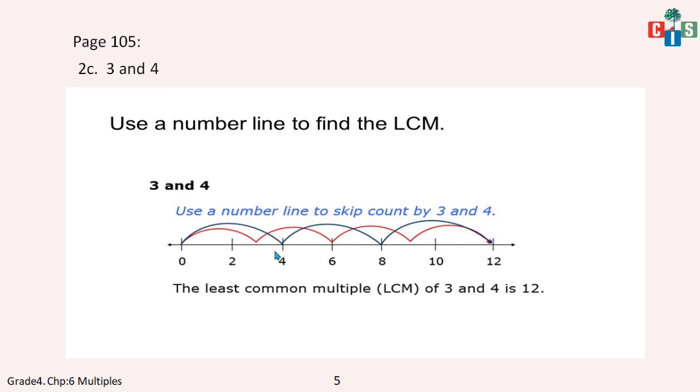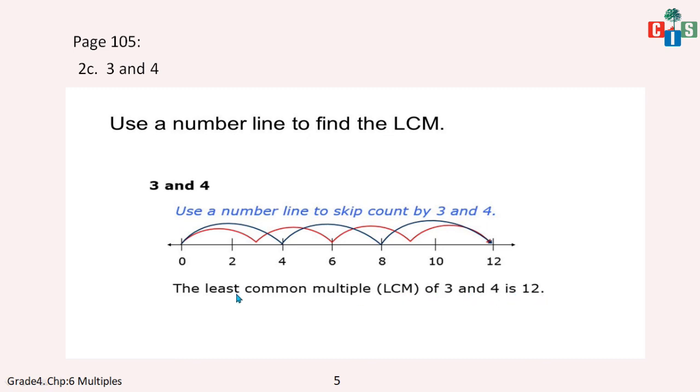Now we will see wherein the red and the blue line are meeting. So at 0 it is happening but 0 will not be considered as a common multiple. Okay, so at 1 no, 2 no, 3 no, 4 also no, 5, 6, 7, 8, 9, 10, 11, 12. Yes, at 12 they both are meeting. So I can say that the common multiple of 3 and 4 is 12.